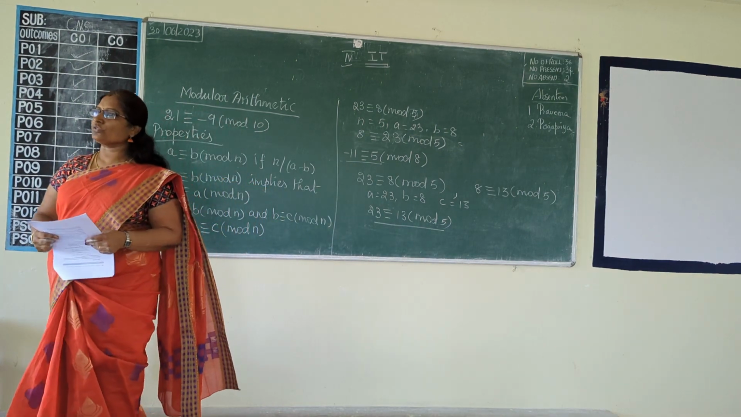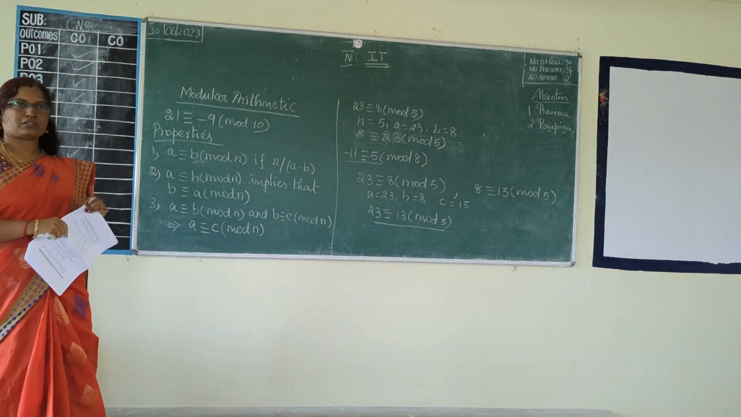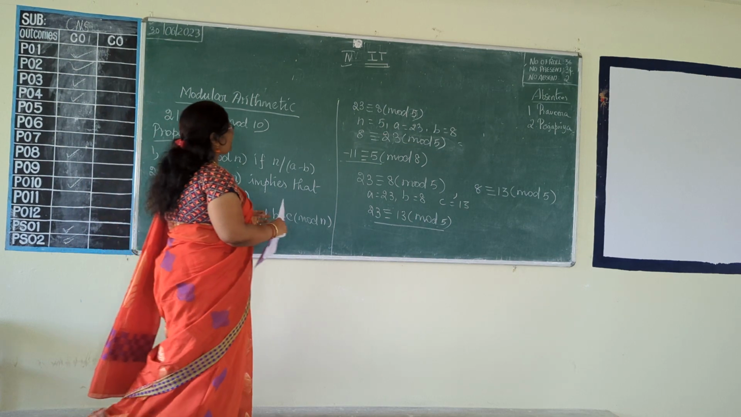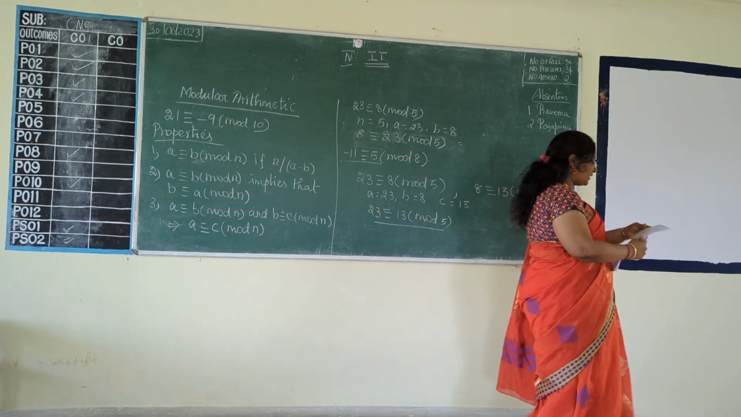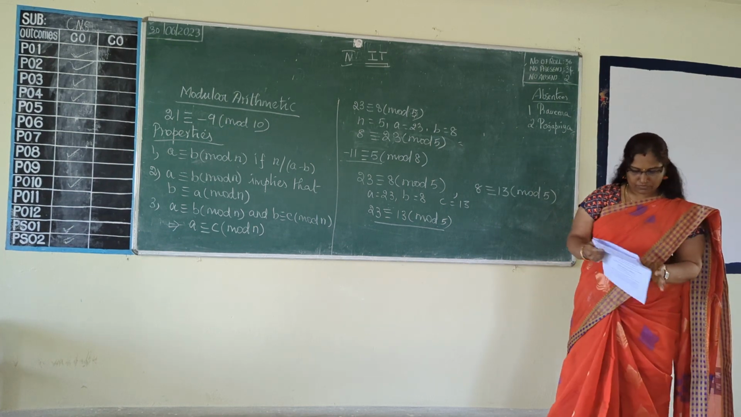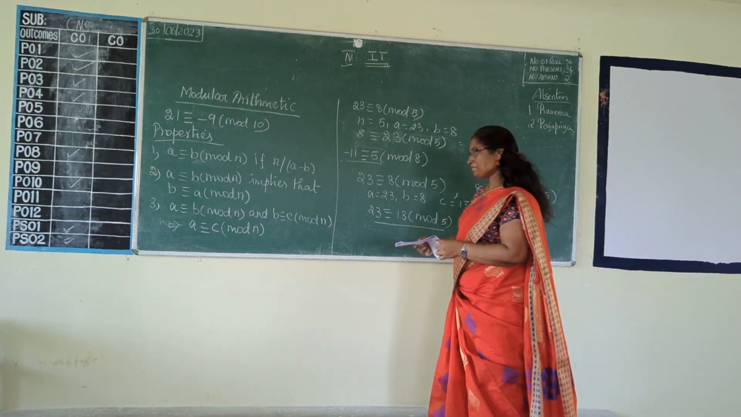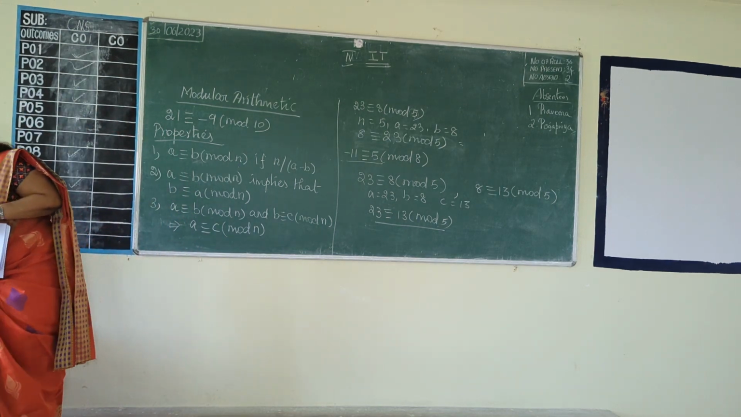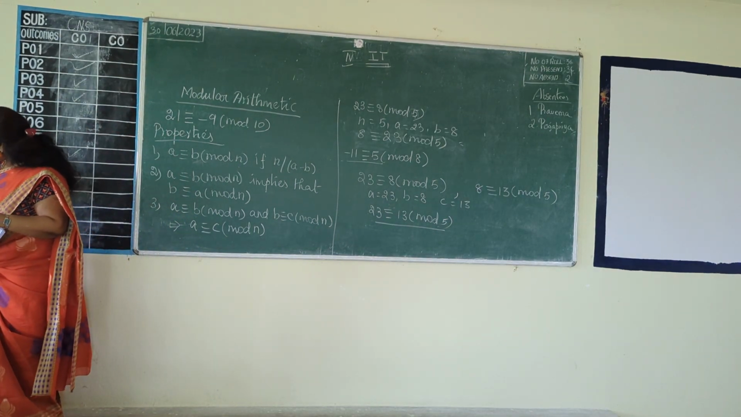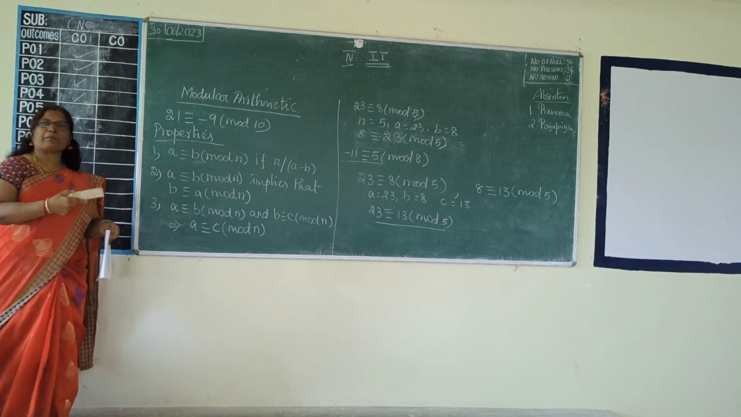Yeah, please do this. In the same way, I want you to check all the three properties for minus 7 is congruent to 5 mod 8. Once we are clear with this, we can move on to modular arithmetic operations. Please complete that.